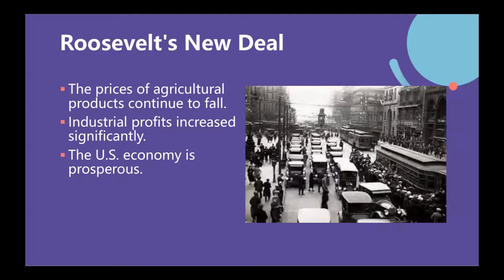And there, Roosevelt's New Deal. So the price of agricultural products is continuing to fall at that time, and the industrial profits increased by a large amount, and the economy is prosperous at that time. So it might be a golden time for the US, because Roosevelt did a very good job on ruling that country.